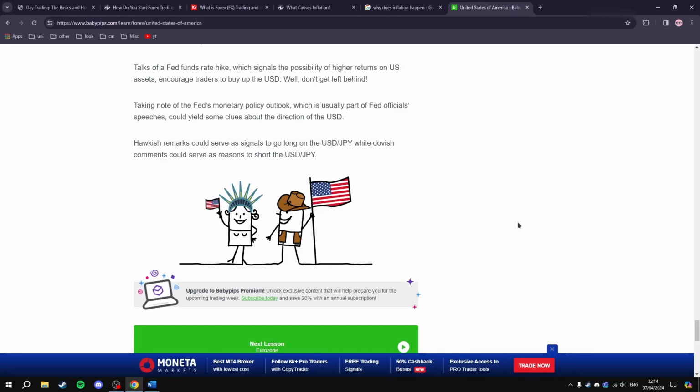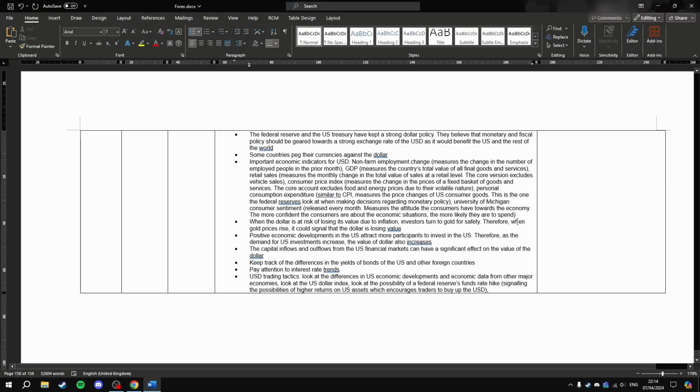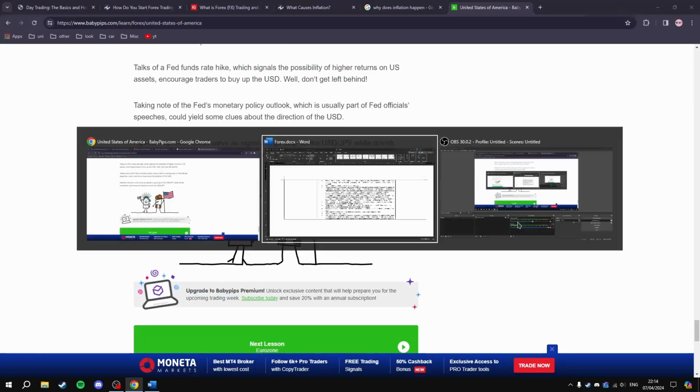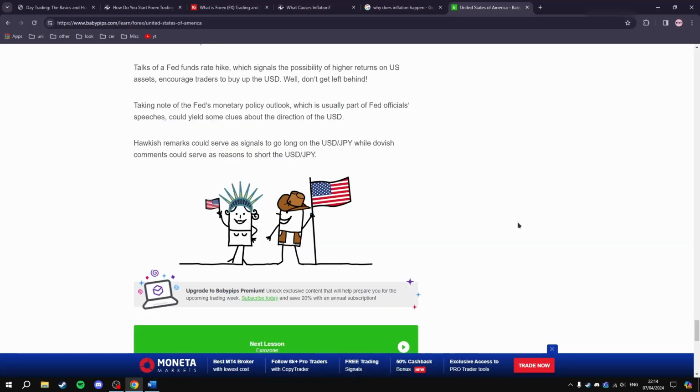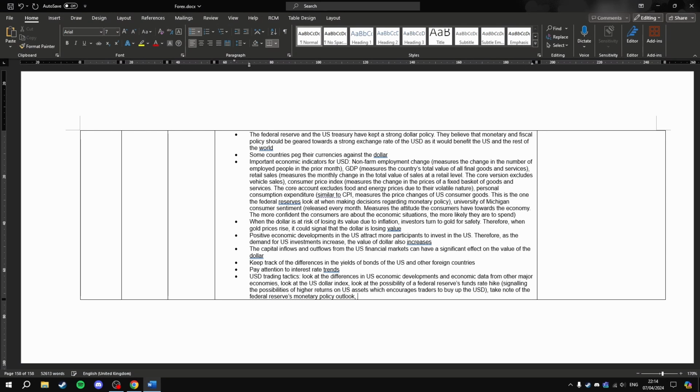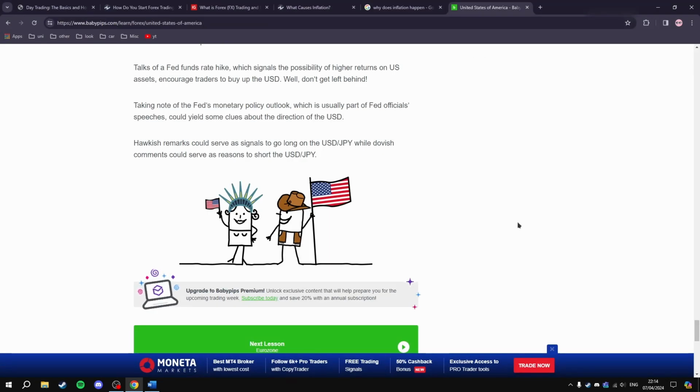Taking note of the Fed's monetary policy outlook, which is usually part of the Fed's official speeches, could yield some clues about the direction of USD. Take note of the Federal Reserve's monetary policy outlook. Hawkish remarks could serve as signals to go long on USD/JPY, while dovish comments could serve as a reason to short the USD/JPY. Wait, hawkish could signal going long?